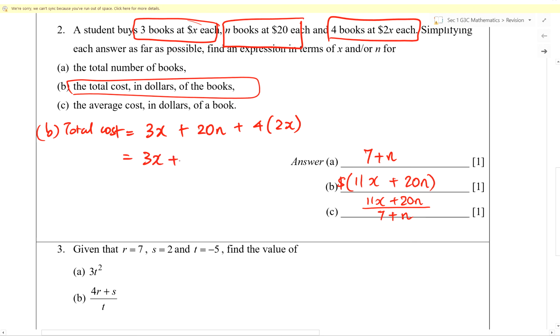So 3x and 20n, they are unlike terms, so we cannot group them together. Here we have 8x. So we have a total of 3x plus 8x. They are like terms because they're all x terms. So we get a total of 11x plus 20n. So that is the amount that she spends. Okay? So once we have the total amount that she spends, we divide it by the total number, which is your answer in part A, to find the average cost of a book.